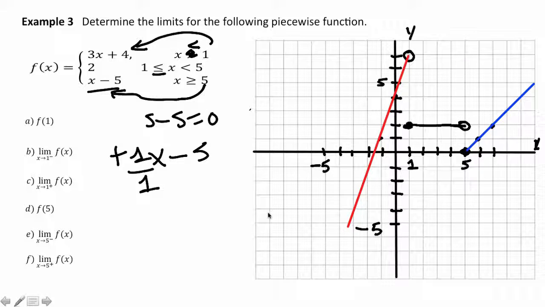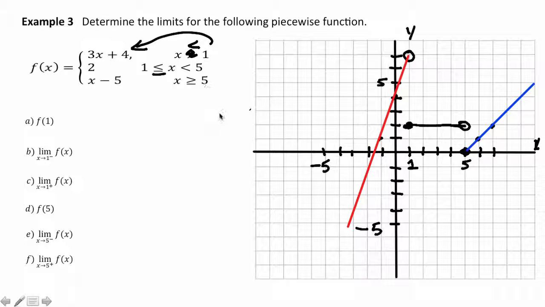Okay, and that is our curve. Now we're going to try to evaluate these limits. So let's do the first part. This is not a limit at all. This is just finding the y value at x equals 1. So at x equals 1, we have a filled y value. It's not going to be this one because that's not filled. So the filled y value is at y equals 2, so we say that this is equal to 2.